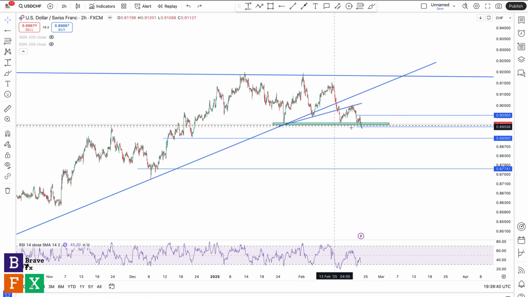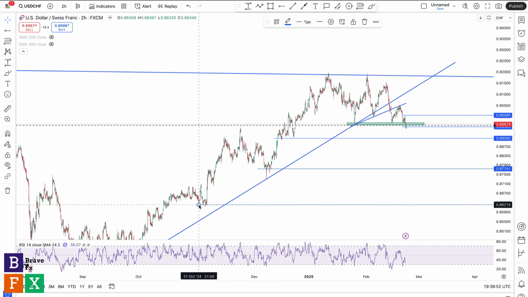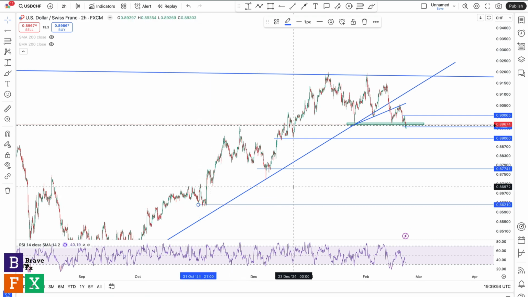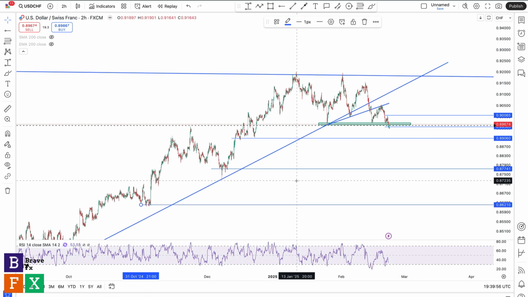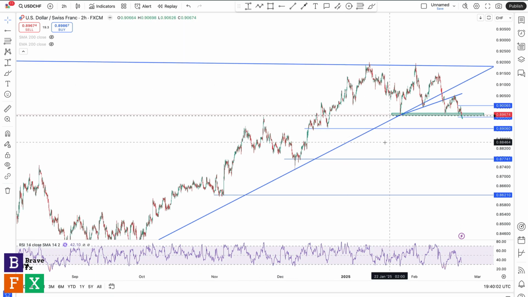So when we take out this area of support, I think it's a good opportunity to go short with your stop loss above these highs. Take profit target, first one here, second one here, and possibly a third one here if we do go as low as these price levels. That's briefly for USD-CHF. I don't see any reason why you want to go long right now, because I just showed you we bounced off this area of value, took out this trend line, and now we seem to be going lower.